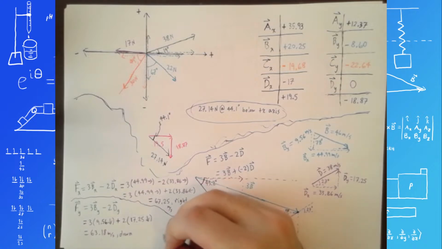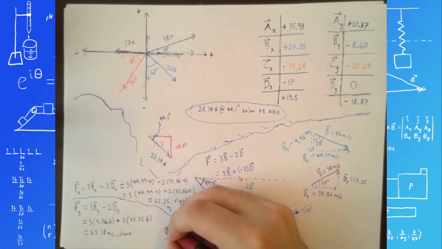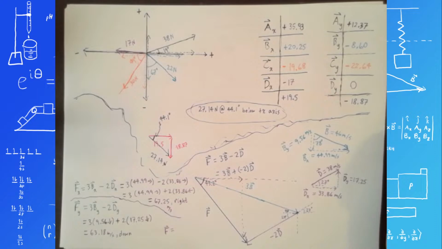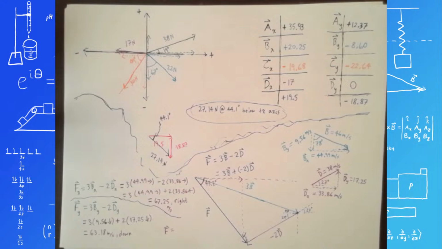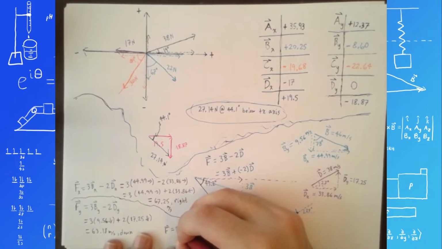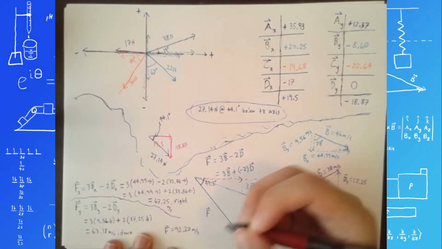And so I would say F is equal to, I didn't get the magnitude yet, did I? No, I did not. Well, let's do Pythagorean theorem now. 67.25 squared plus 63.18 squared is 8,514.2749. If we take the square root of that, we get 92.2728. So 92.27 meters per second.